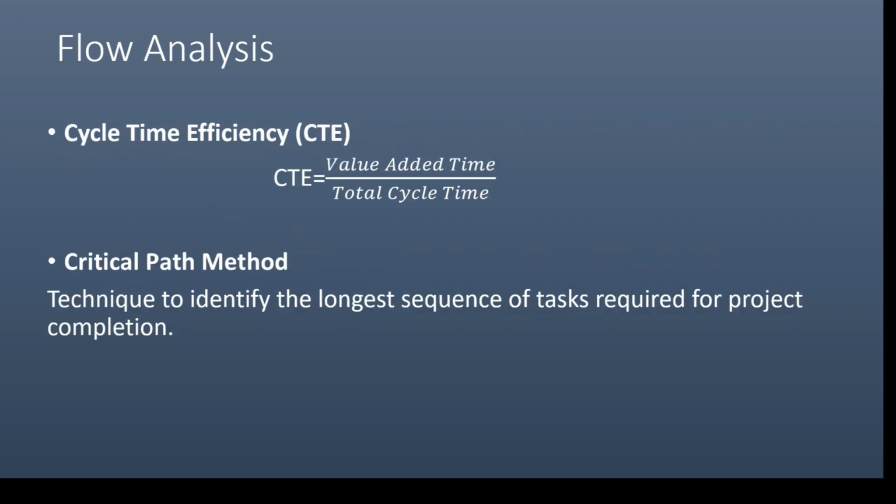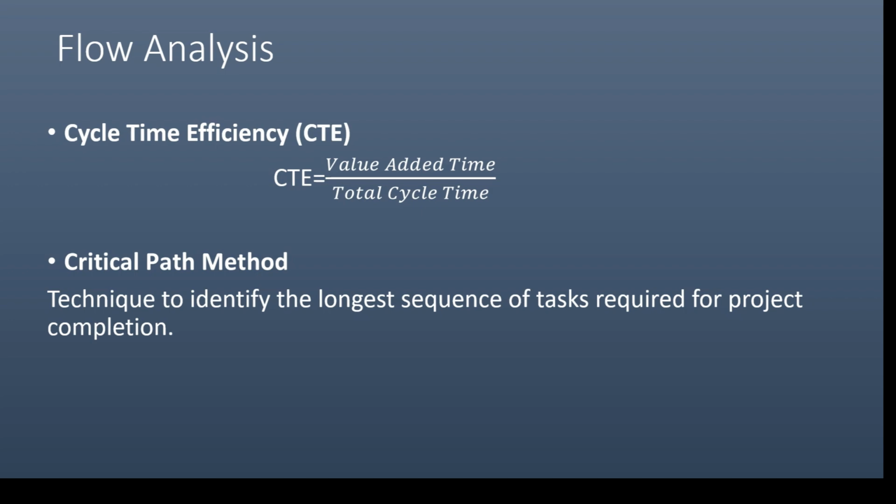Then, speaking about cycle time efficiency, this measures how efficiently a process is running by comparing the actual time spent on productive tasks to the total cycle time. It is given by value added time divided by the total cycle time. A higher CTE means that the process is more efficient with less delays or wastage.